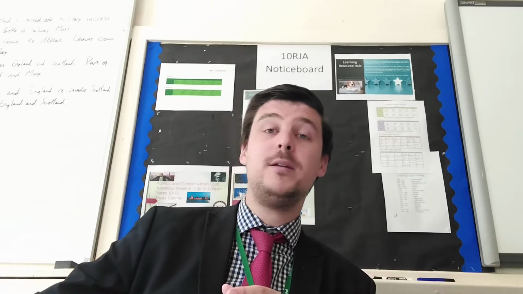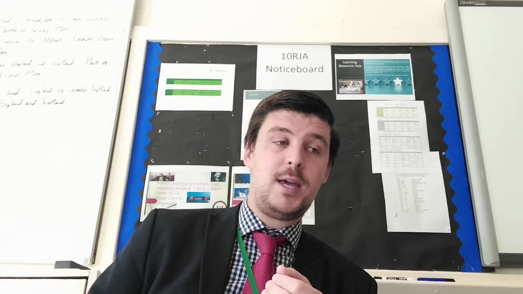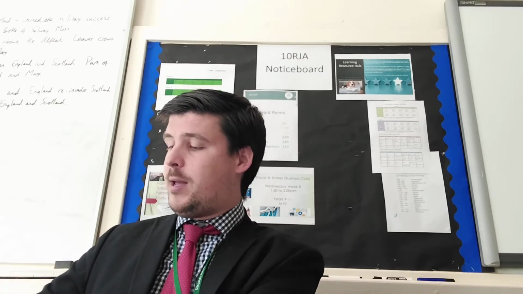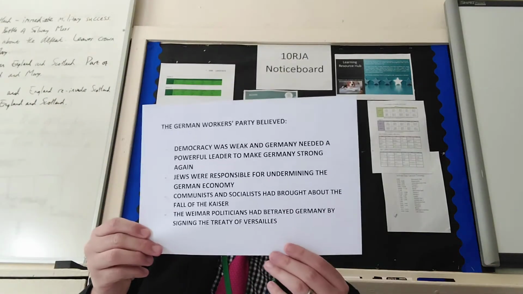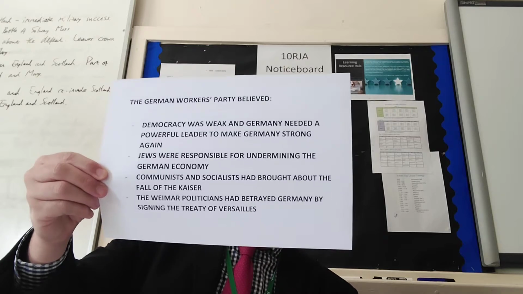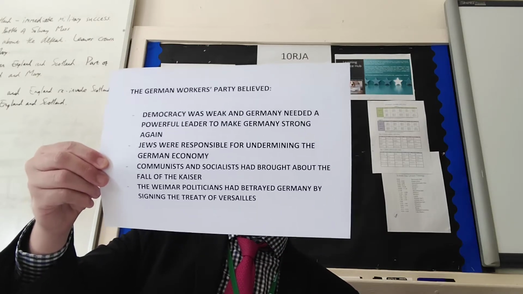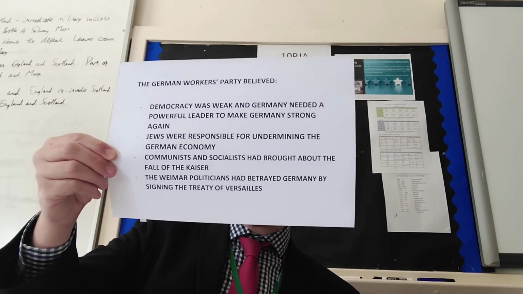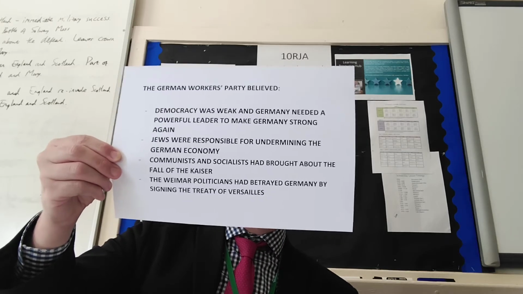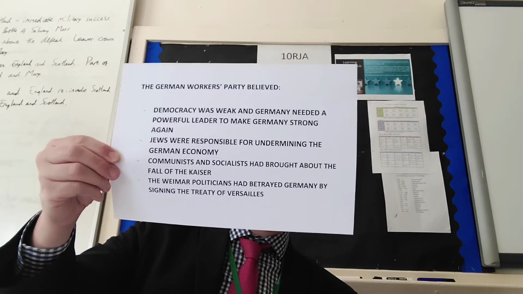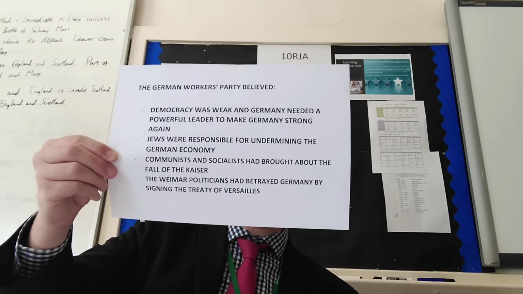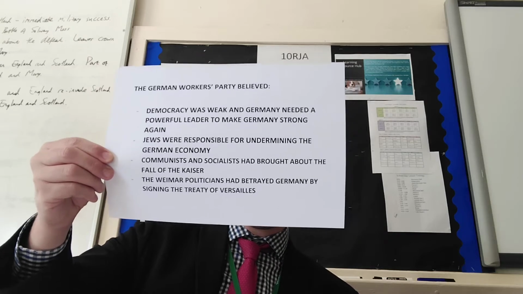Now, as I said before, Hitler joined the German Workers' Party because he shared some of the party's views. In fact, I've got them written down here. So he shared a lot of the party's views. I'll hold this up so you can see it a bit better. So the German Workers' Party believed that democracy was weak and Germany needed a powerful leader to make the country strong again. So he believed that this new democratic system in Germany doesn't work, it's weak, and therefore you need a strong leader. Jews were responsible for undermining the German economy, a widely held view by not only the German Workers' Party, but many people in Germany were starting to swallow this anti-Semitic propaganda.